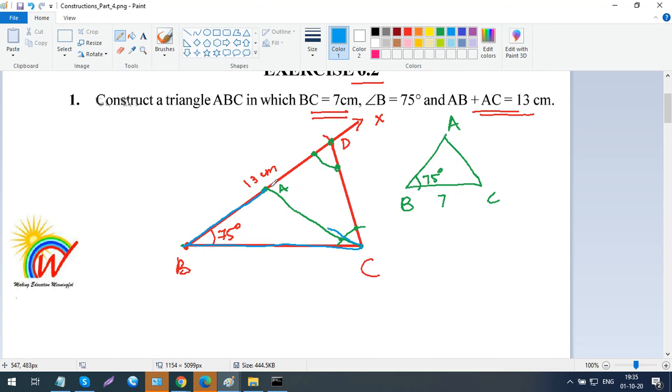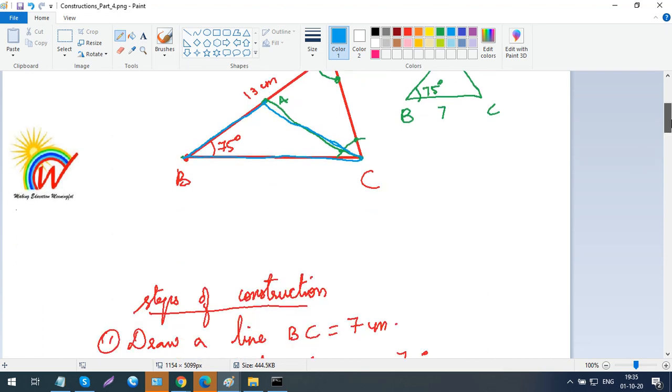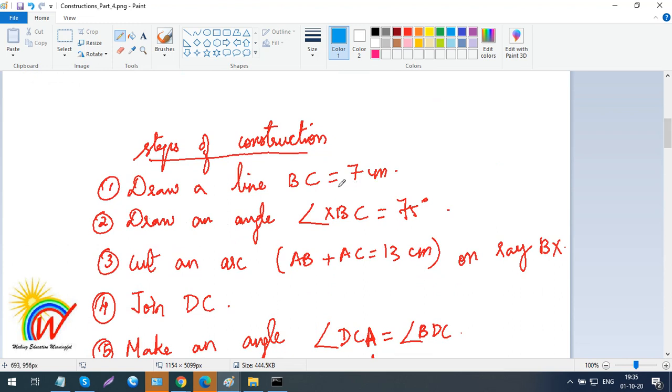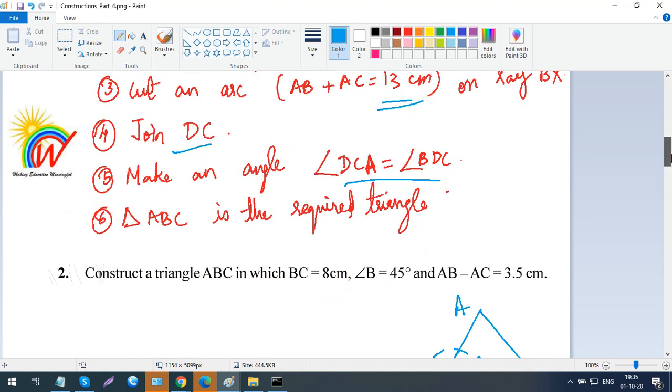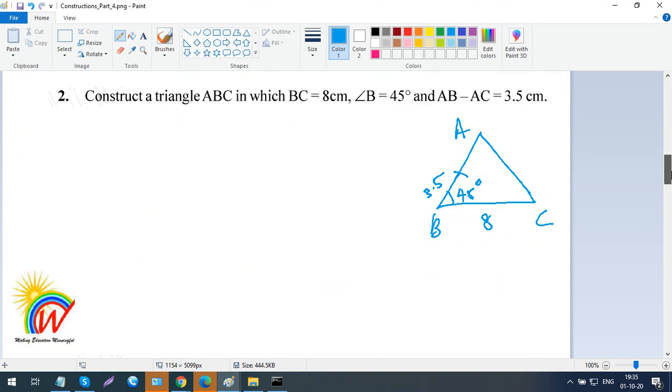Then you write the steps of construction. See, I have written: draw a line first, BC equals 7 centimeter, then draw an angle XBC equals 75, then you cut an arc of 13 centimeter on the ray BX, join DC, then copy the angle. Then triangle ABC is the required triangle. That's it. Now let's come to the second question.